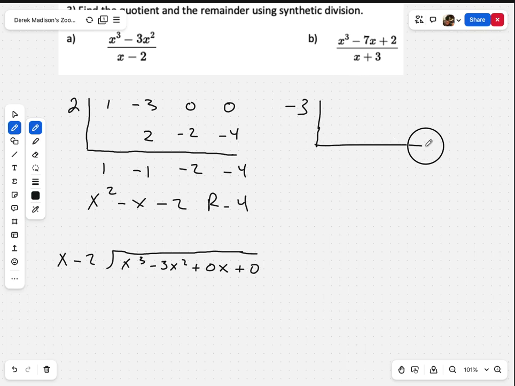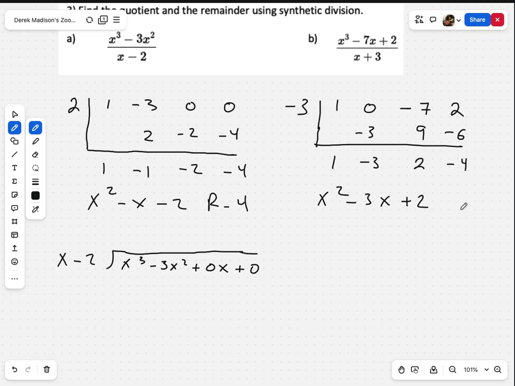And for this last one, we're missing the squared term, so this would be 1, 0, minus 7, and 2. So bring down the 1, negative 3 times 1 is negative 3, 0 plus negative 3 is negative 3. Negative 3 times negative 3 would be 9. Negative 7 plus 9 would be 2. Negative 3 times 2 makes negative 6. 2 plus negative 6 would be negative 4. So it should be x squared minus 3x plus 2 and remainder negative 4.